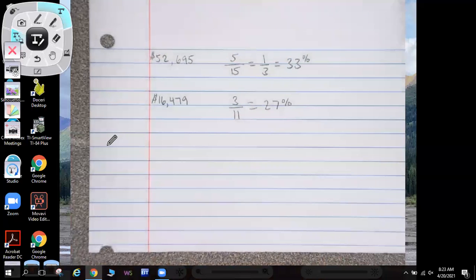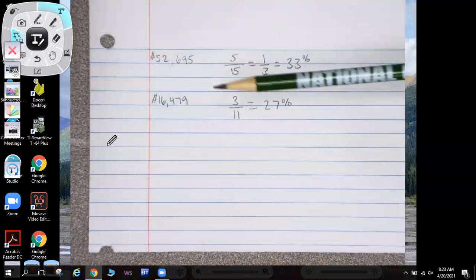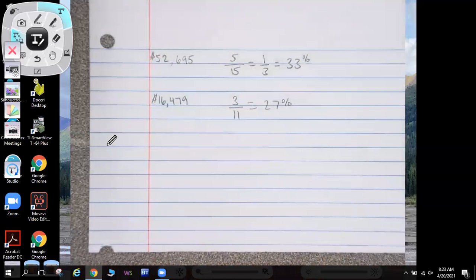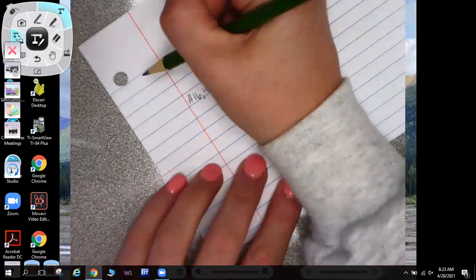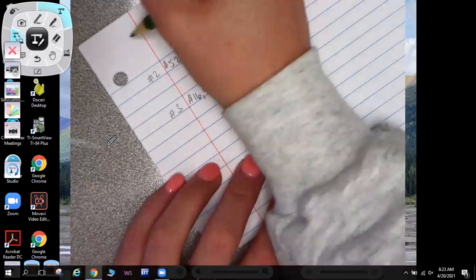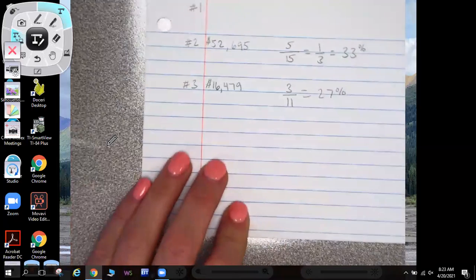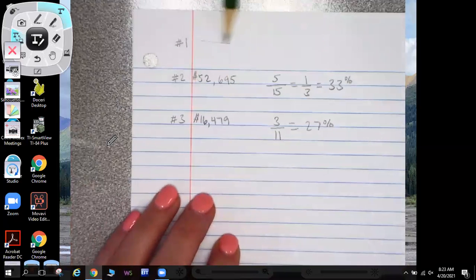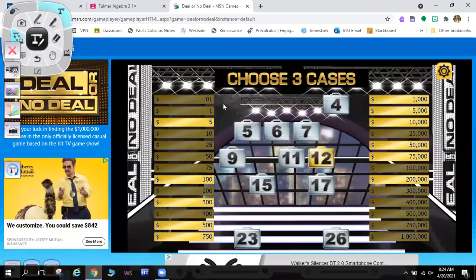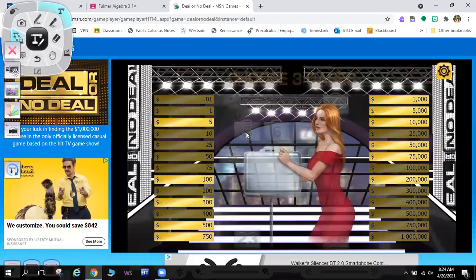So that tells us we have a 27% chance of winning more than this banker's offer if we were to keep playing, which we are going to keep playing because the game forces us to, because it doesn't give us enough time. That's fine. So this was offer number 2 and offer number 3. I wasn't quick enough to write down offer number 1, but you should have something that looks similar to this for your first offer as well. Okay, let's keep going. We need to open 3 cases now.